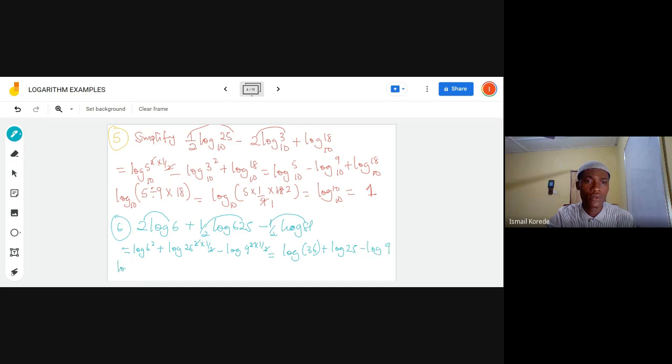So I can have log, because they have a common base, 36 times 25 divided by 9, which is the same thing as log of 36 times 25 times 1 over 9. So 9 into 9 is 1, 9 into 36 is 4. So I have log of 4 times 25, which is 100, base 10. So I can say I have log 10 to the power of 2 base 10. As I bring 2 to this side, I have 2 times log 10 base 10, which is 1. So my answer is 2.